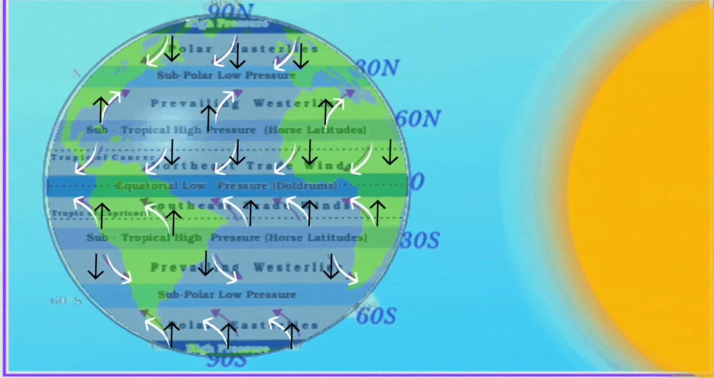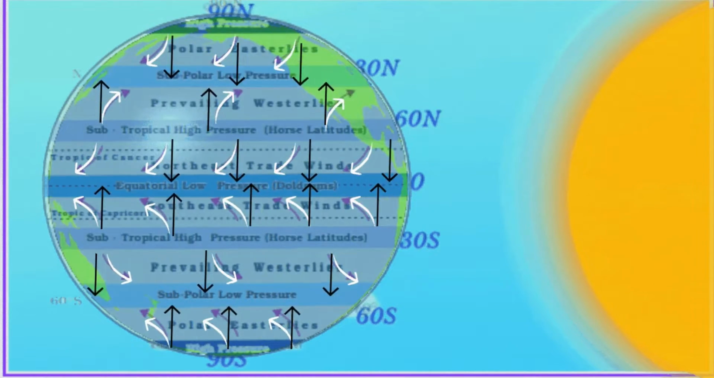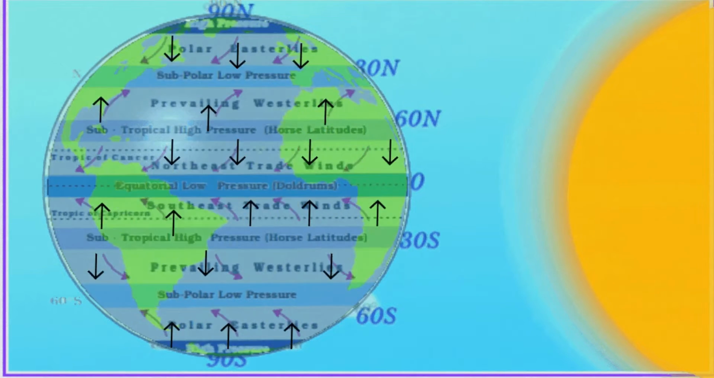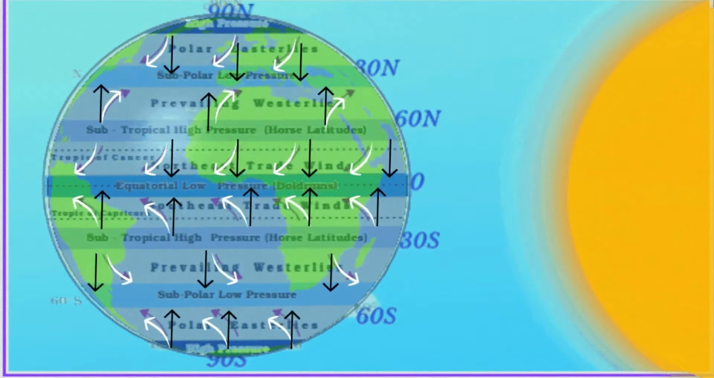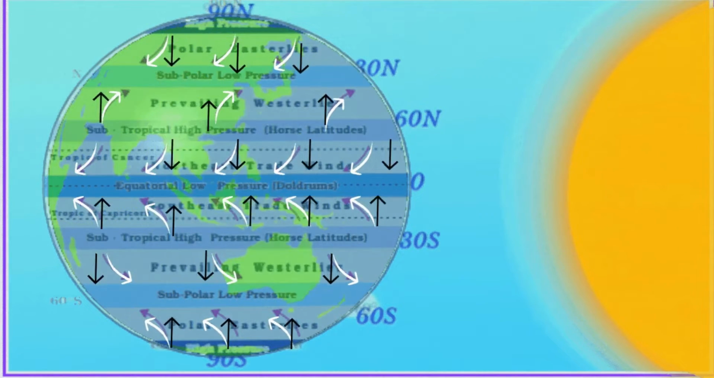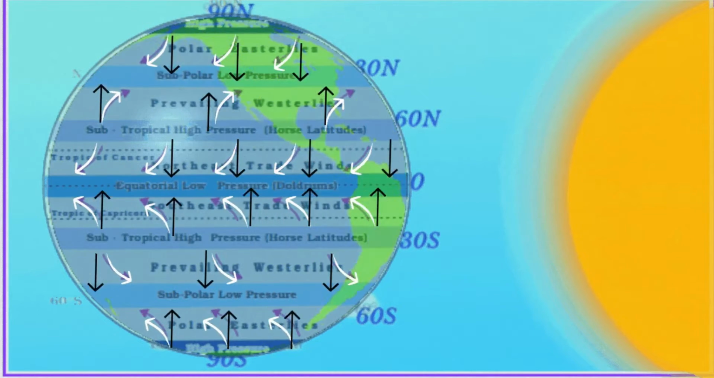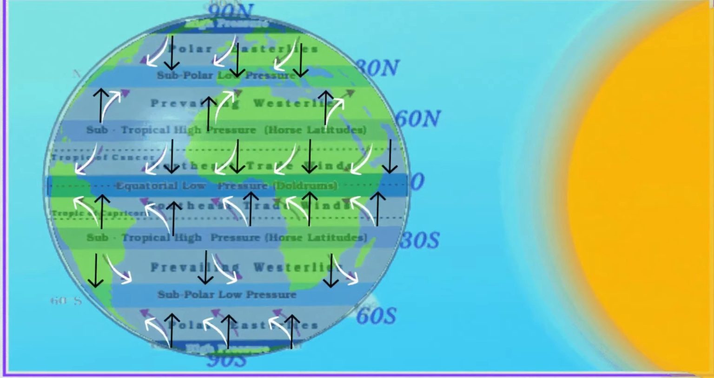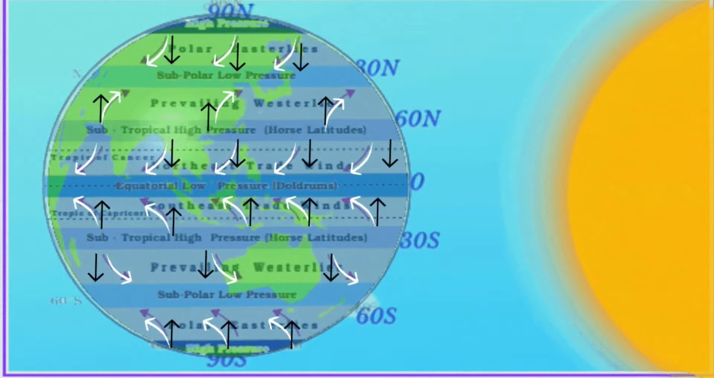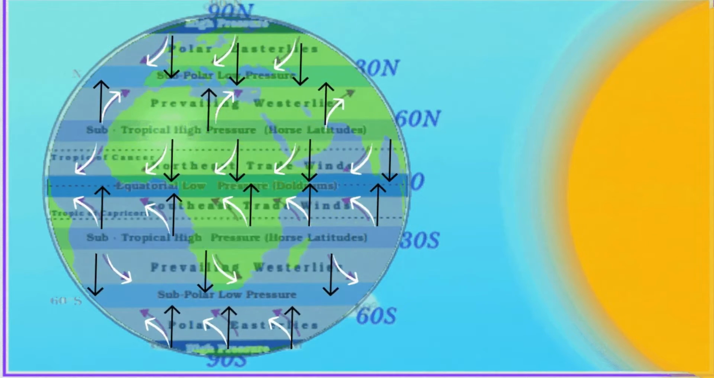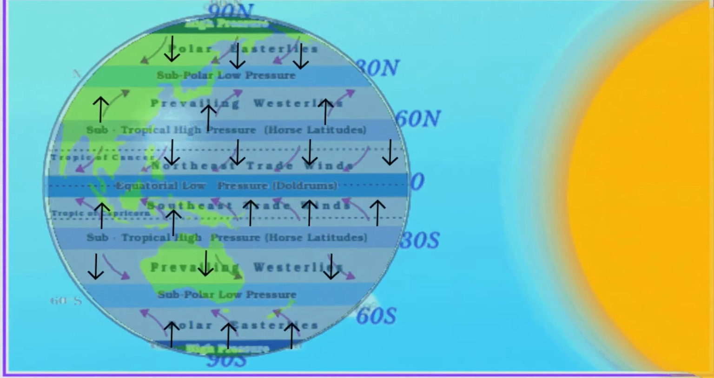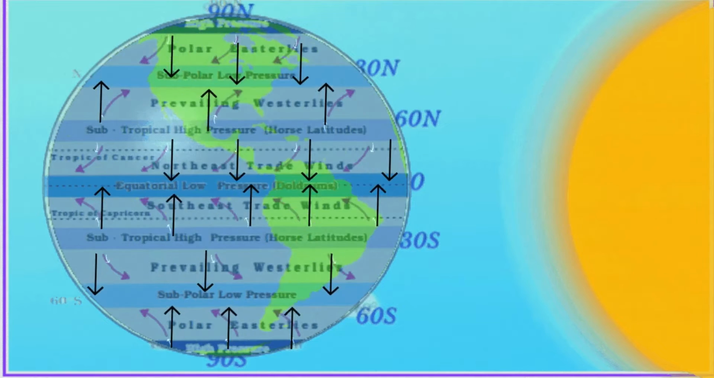So the black arrows that we are seeing show the winds as they would blow if the earth was not rotating. The white arrows, on the other hand, show the way the winds blow as a result of being influenced by the Coriolis force, and therefore as a result of being deflected to the right in the northern hemisphere and to the left in the southern hemisphere.